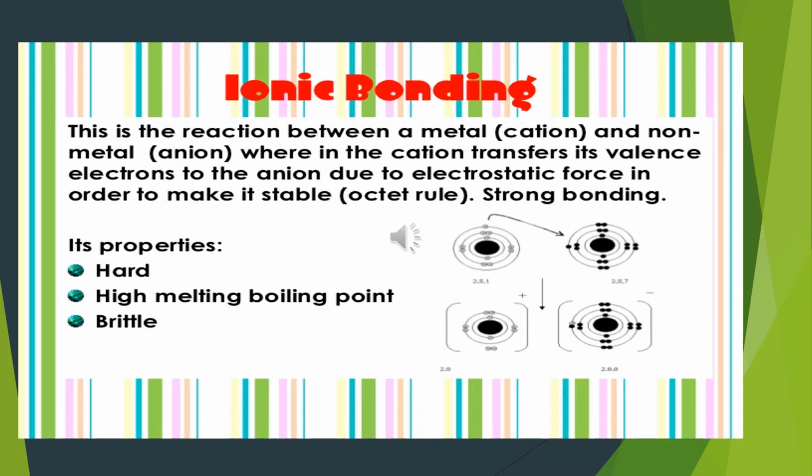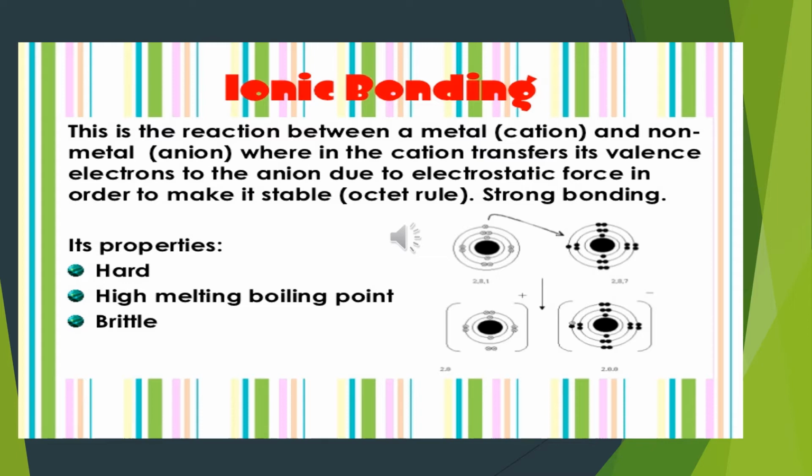Now I am going to discuss about ionic bonding. It is the reaction between a metal and a non-metal wherein the cation transfers its valence electrons to the anion due to electrostatic force in order to make it stable. It can be explained by taking an example of sodium chloride.